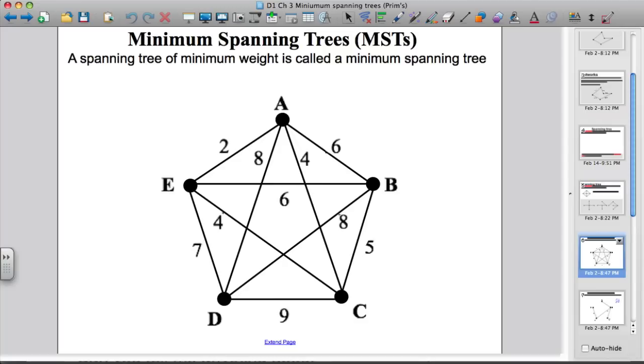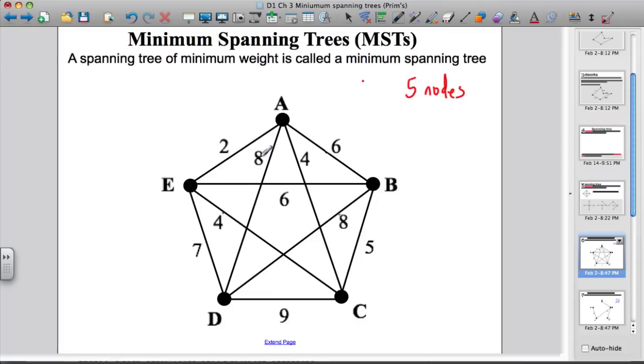Okay, let's have a look at this particular one here. Let's consider what we've got. We've got ourselves a network. For example, the nodes are A, B, C, D and E. So we've got ourselves 5 nodes or vertices, and currently there are a lot of arcs here.